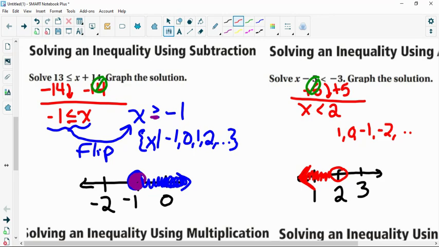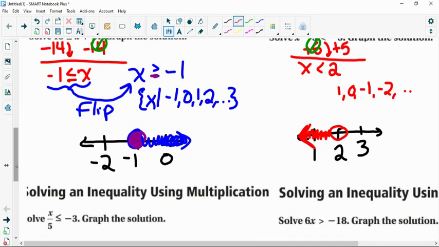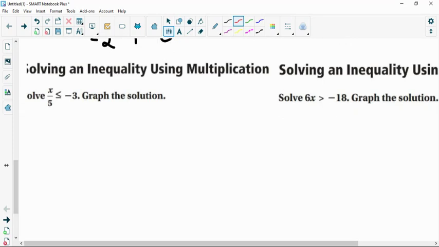Let's now take a look at multiplication and division examples. Solve x divided by 5 is less than or equal to -3. Just so I have some space, let me write this out. It says x divided by 5. So what I'll do is multiply each side of the equation by 5.